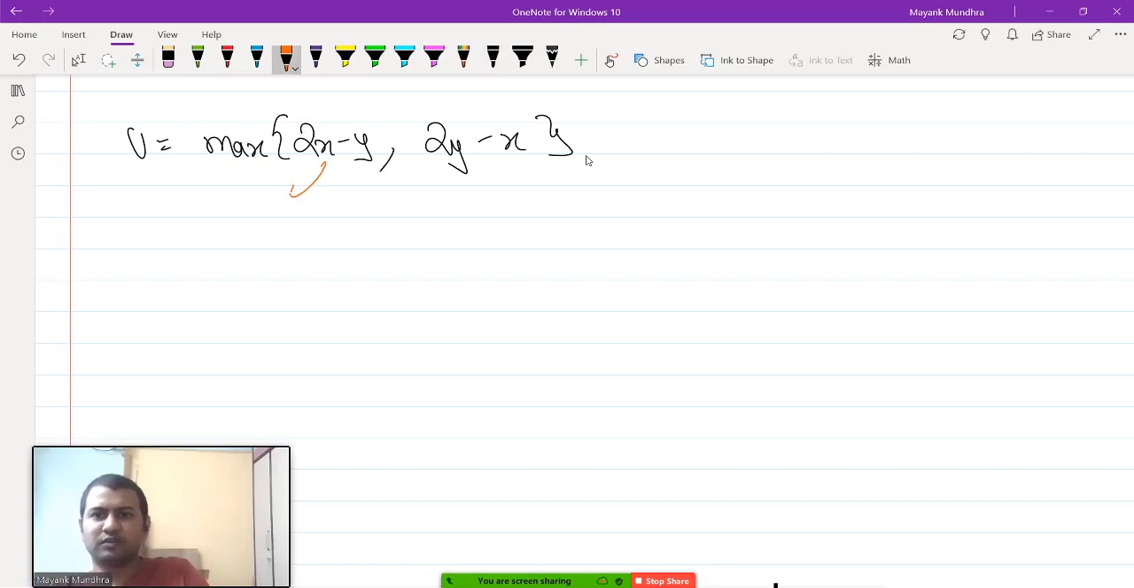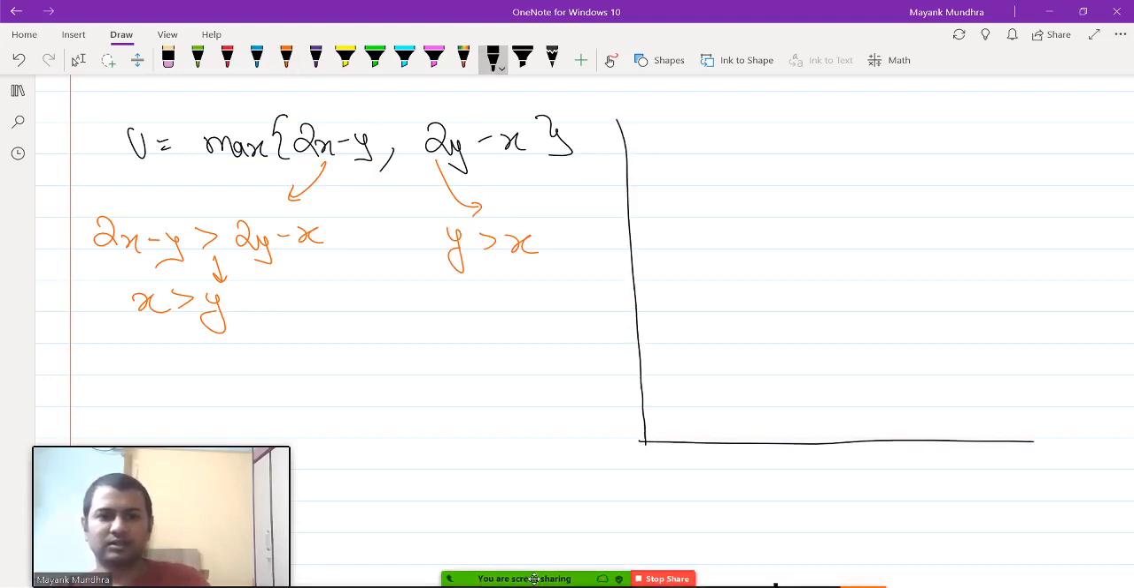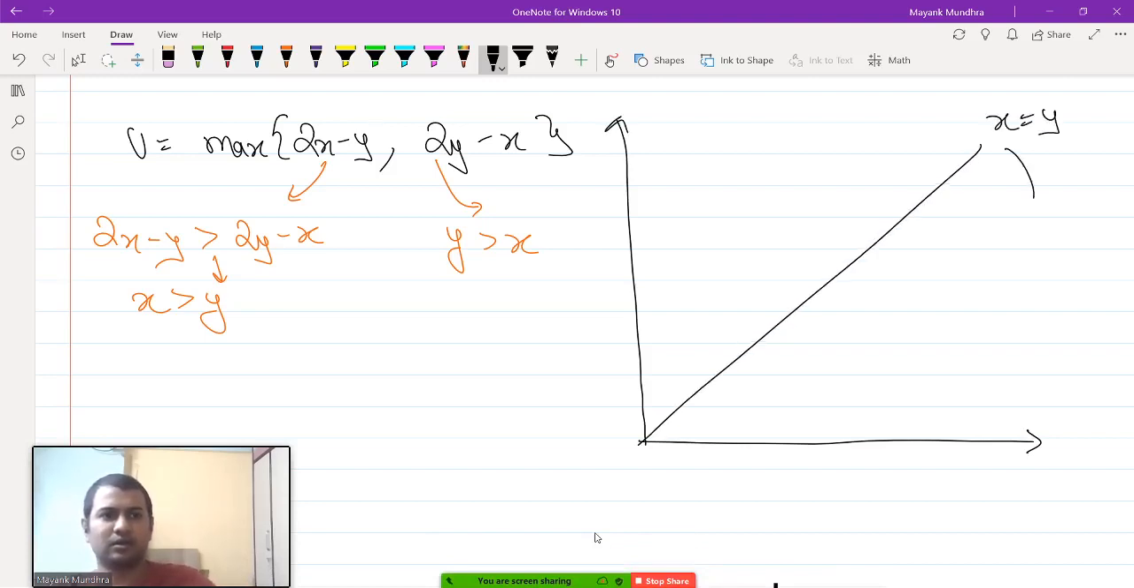So he's going to prefer 2x minus y when 2x minus y is greater than 2y minus x, which implies that when x is greater than y, and he's going to prefer the other when y is greater than x. Alright, so let's draw the ICs. This is the x equals y line. This is the region for x greater than y. This is the region for x less than y.